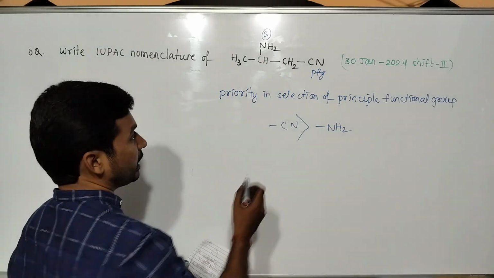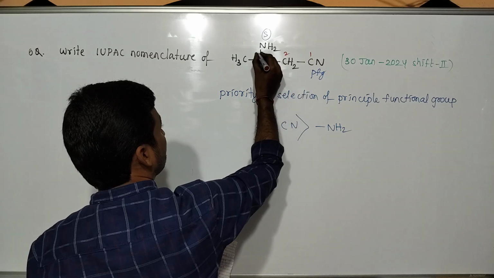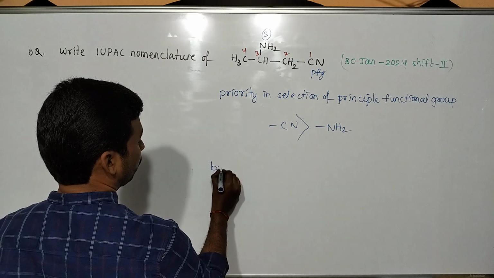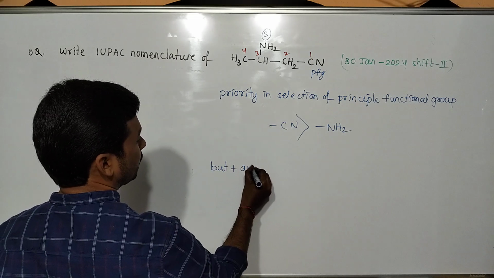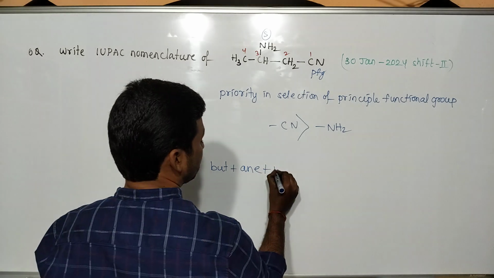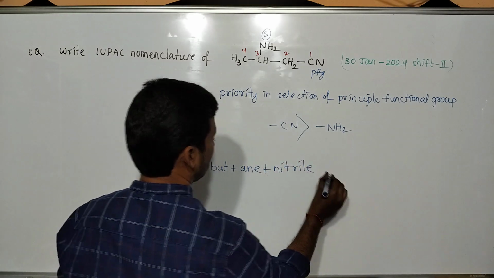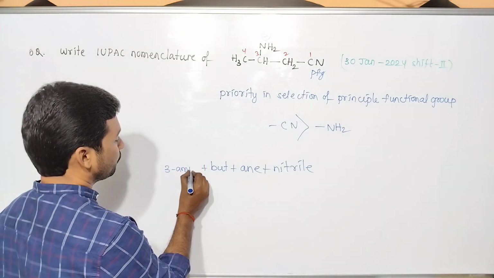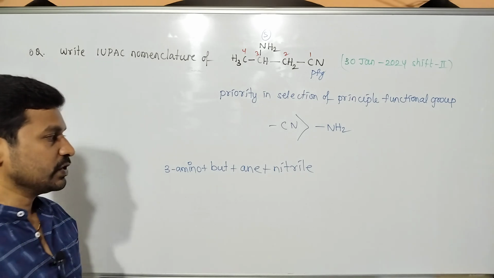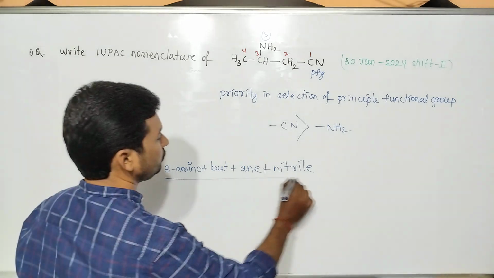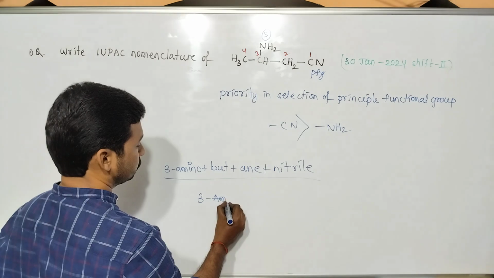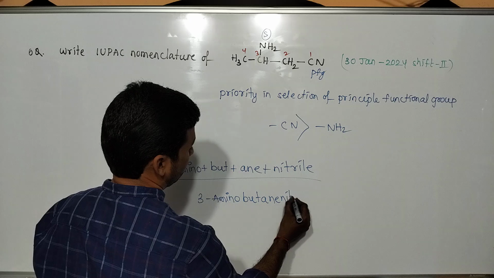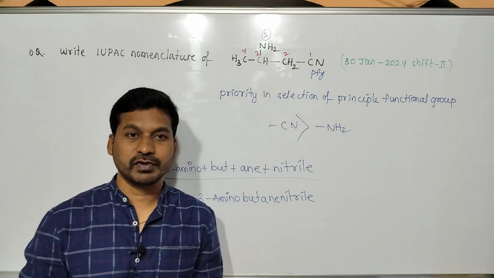So what is the functional group? Cyano. So numbering from 1, functional group 3, 4. What is the IUPAC name? Root word is but. Between 4 carbon atoms, single bond, so ane. CN functional group, secondary suffix is nitrile. Butanenitrile. And at the third position, amino. So write like this: 3-aminobutanenitrile is the IUPAC name of the molecule.